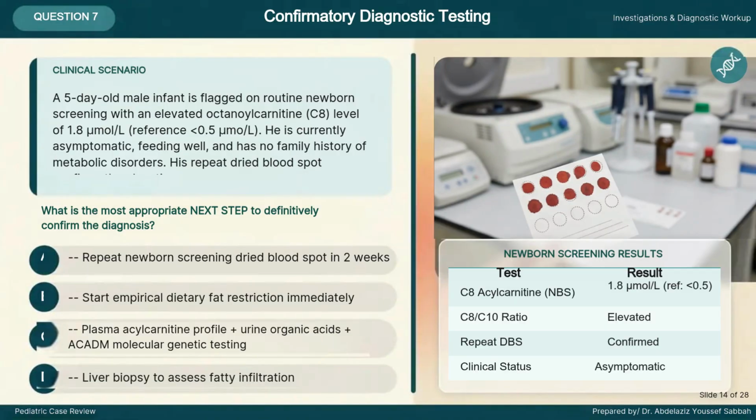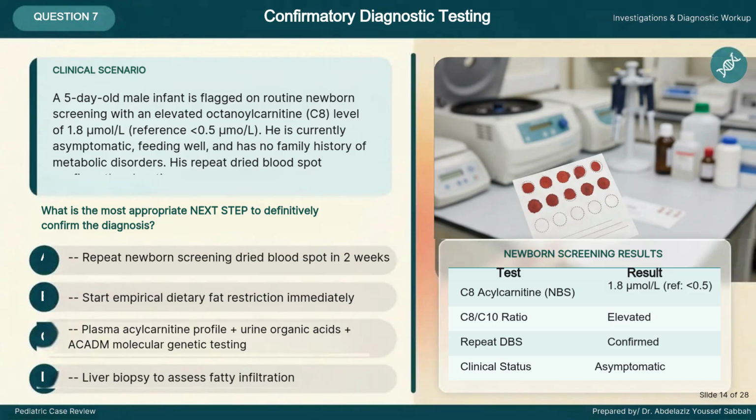Case 7. A 5-day-old male infant is flagged on routine newborn screening with an elevated octanoyl carnitine, C8, level of 1.8 micromoles per liter, where the reference is less than 0.5 micromoles per liter. He is currently asymptomatic, feeding well, and has no family history of metabolic disorders. His repeat dried blood spot confirms the elevation. What is the most appropriate next step to definitively confirm the diagnosis?